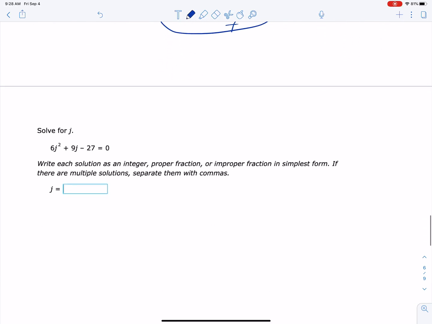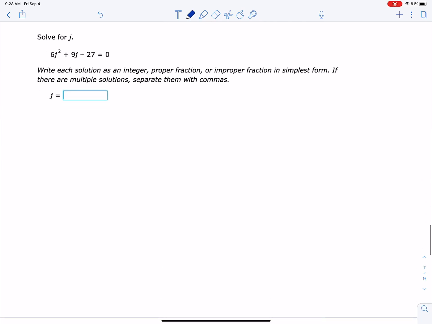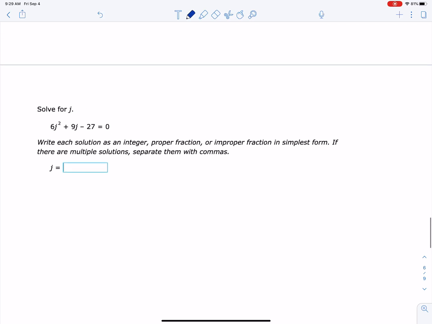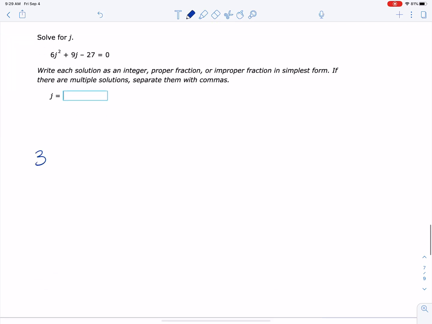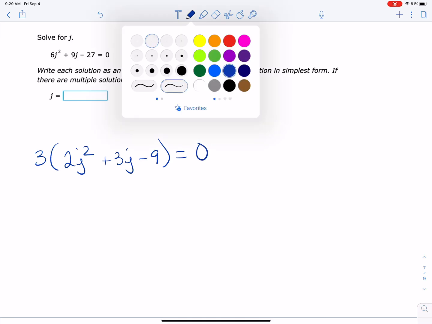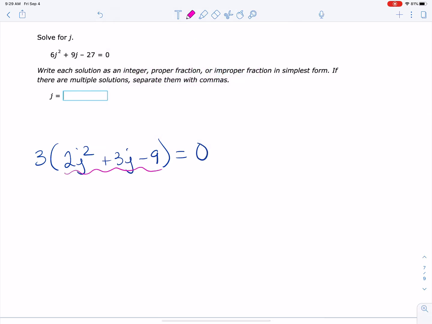Okay, so this one is a little more interesting because, yes, your leading coefficient is not 1, but these 3 terms have something in common. You can actually factor out a 3 from the beginning. We call that a GCF, greatest common factor. So I'm going to pull a 3 out from the very beginning. So if I took a 3 out, that would give me 2j squared plus 3j minus 9. So now what I'm left to factor is here, okay?